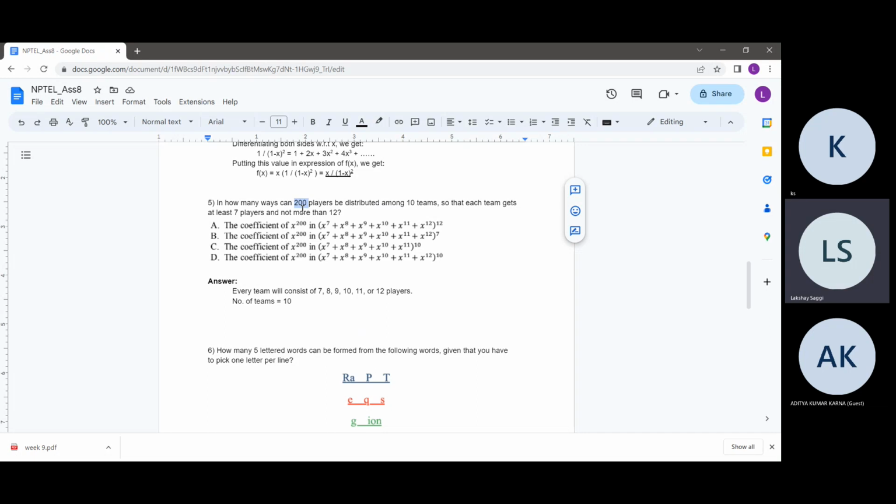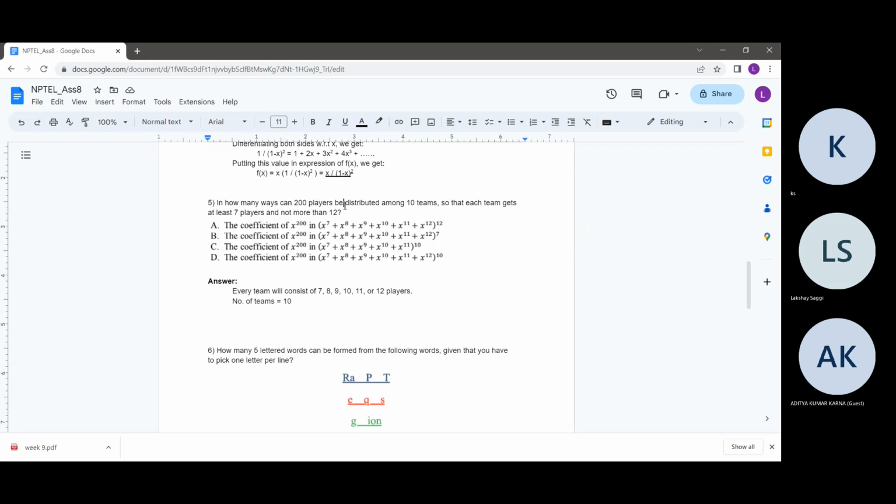You can assume that the players are identical. Suppose team 1 gets 8 players and team 2 gets 7 players. It doesn't matter which 7 players the team gets. As long as team 1 gets 8 players and team 2 gets 7 players, that case counts as only one. It won't count as multiple cases, like player 1 going to team 1 versus player 1 going to team 2. There won't be multiple cases. You can treat players as identical here.